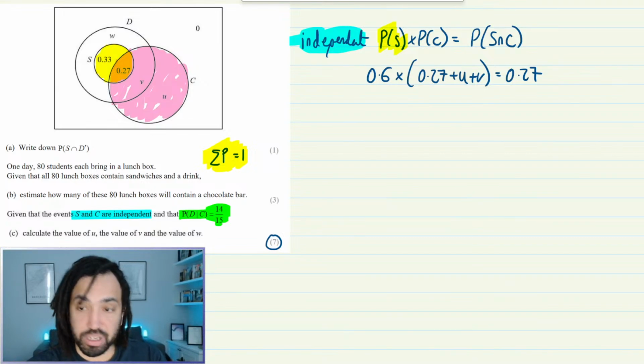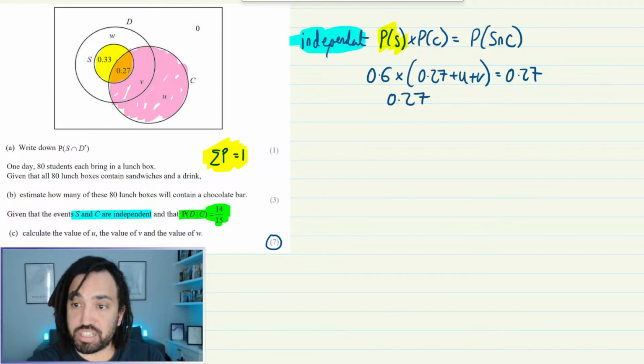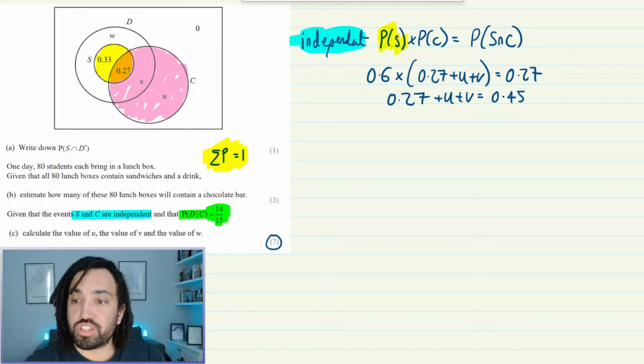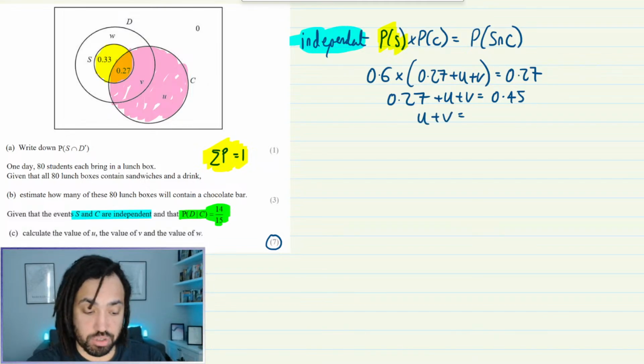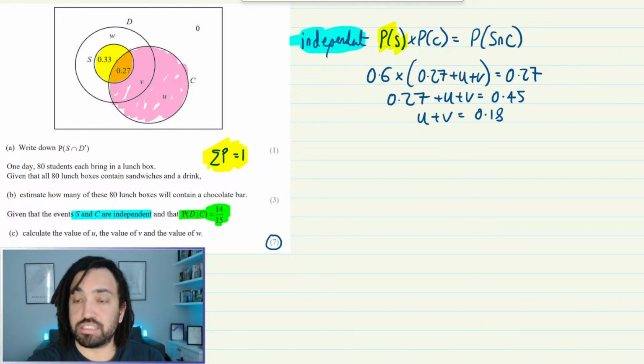Okay, lovely. Right, we can tidy this up a bit. Divide through by 0.6, and we get this is equal to 0.45. So therefore u plus v is equal to 0.18. And that's as far as we could go with the blue bit of information.